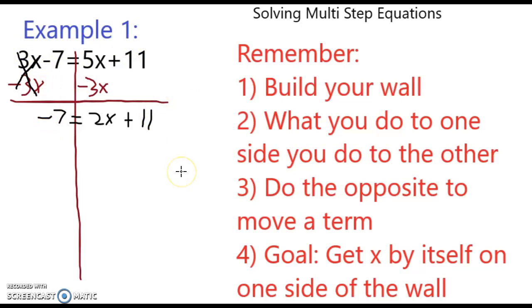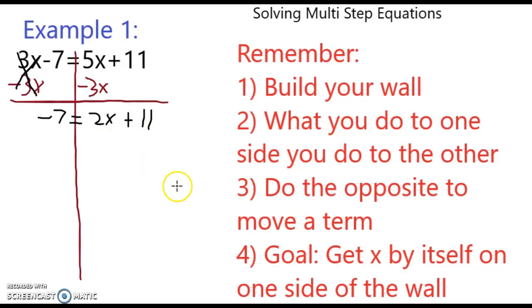So now I'm going to move my non-x terms, because if I take this 2x and move it over here, that's not going to accomplish anything. I'm not going to eliminate anything by just moving this term over here. So moving the 2x doesn't really make sense. And I'm not going to move the negative 7 over to this side of the wall, because if I do that, there'd be nothing left over here, and you want a good balance. So the only option we have is to move this positive 11.